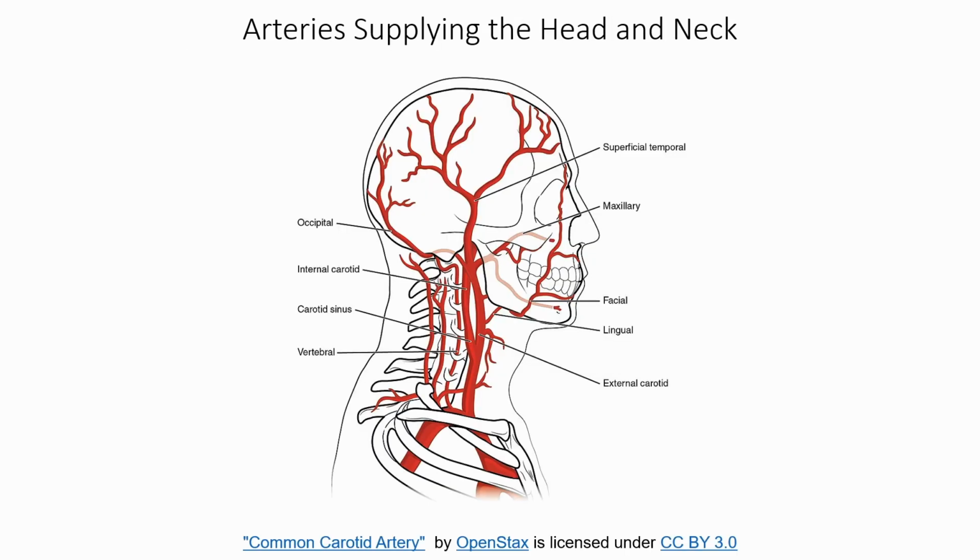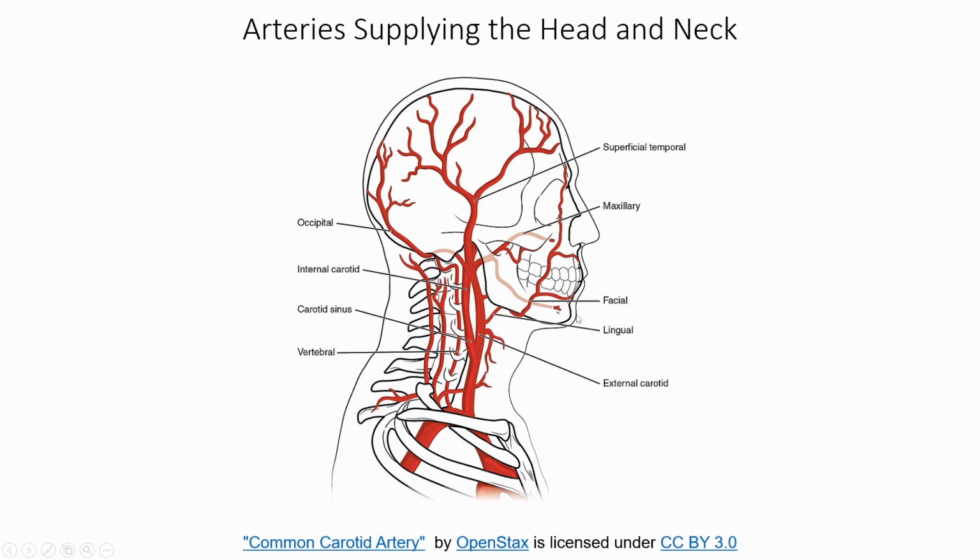If we look at what's coming up from the head and neck, we have those common carotids that are then going to split into the external and internal carotids, and right where they split, we see this carotid sinus, kind of like that bigger, thicker area.